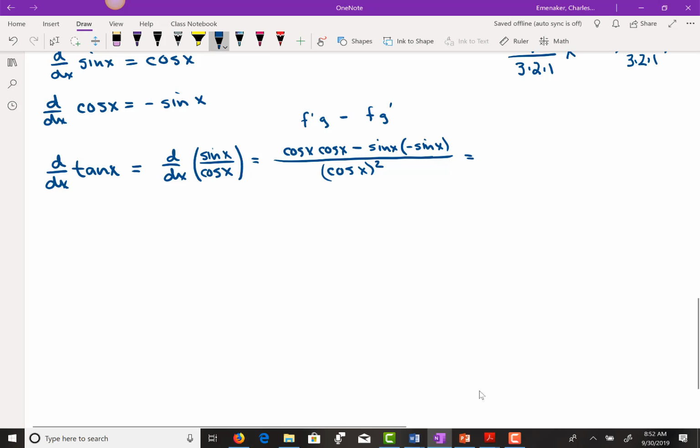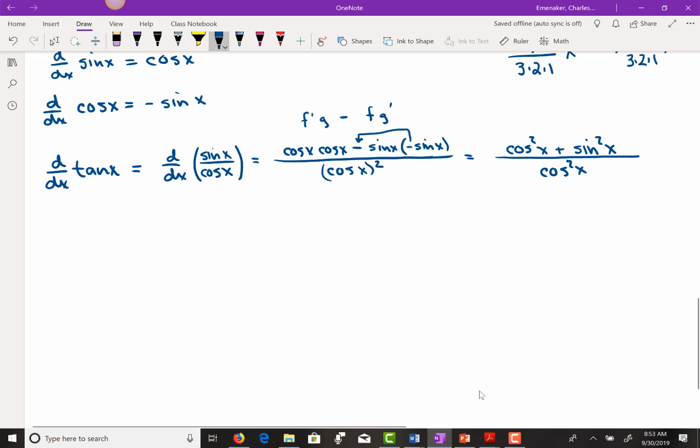Okay, so I'm going to rewrite this a little bit. Cosine times cosine is the cosine squared of x. Hey, see this minus here? With that minus, it's going to make it a what? Plus sine squared of x all over cosine squared of x. Hey, can I cancel those cosine squareds and we get sine squared? No, no, no, no, no. Very good, Jacqueline.